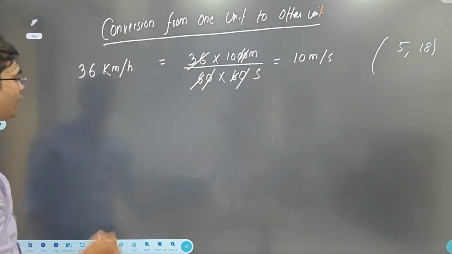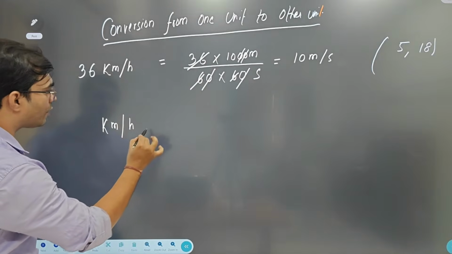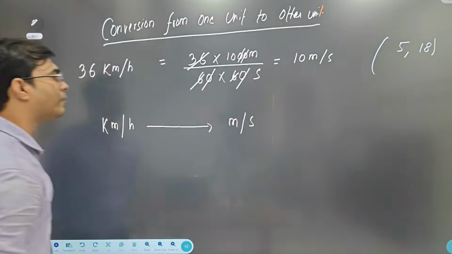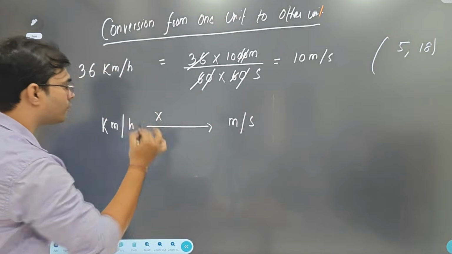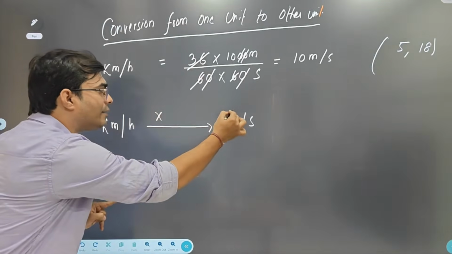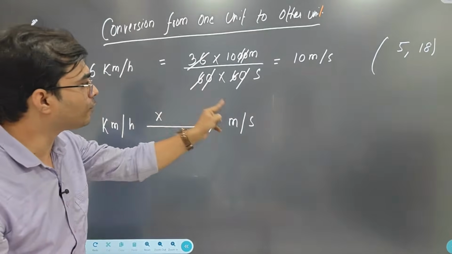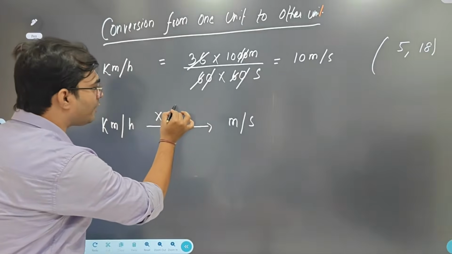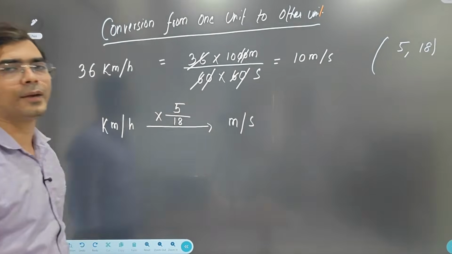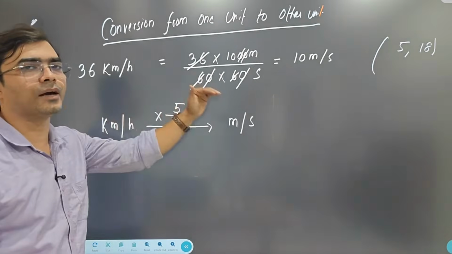Then what is the trick we have? Suppose we have kilometer per hour and I have to convert it into meter per second. The simple way to remember is to multiply by 5 by 18. Kilometer to meter: is it a smaller quantity? Your answer is yes. Kilometer is a bigger unit than meter. So always take the numerator as the smaller quantity and the denominator as the bigger quantity. So we'll multiply by 5 by 18 whenever converting kilometer per hour to meter per second.